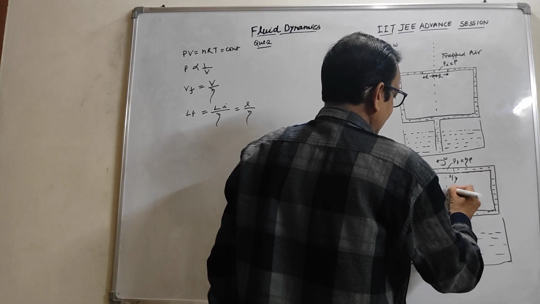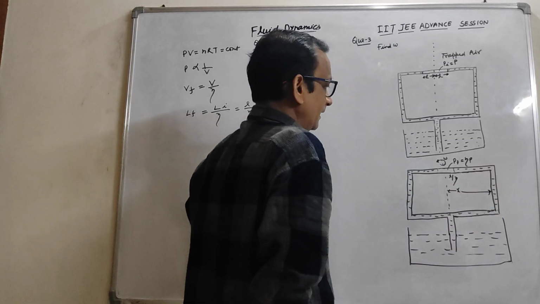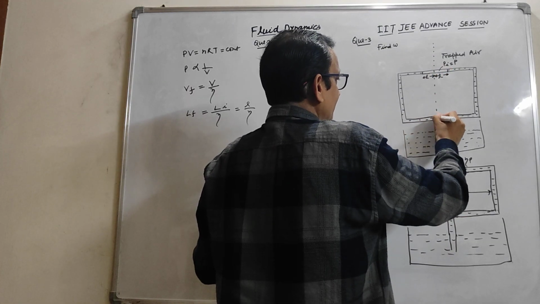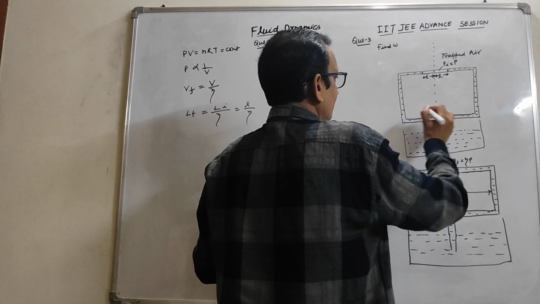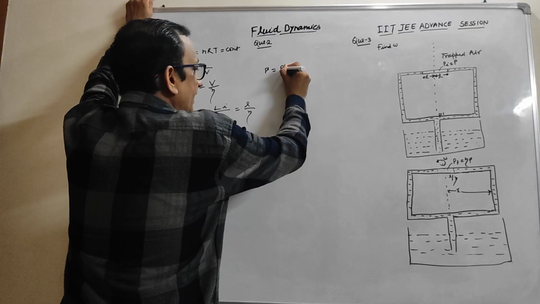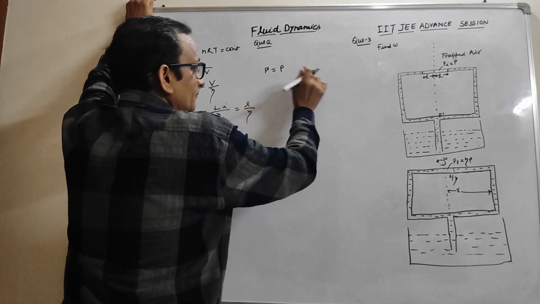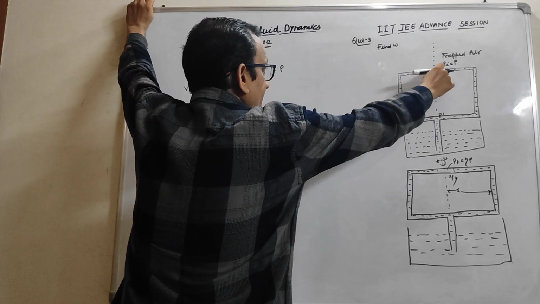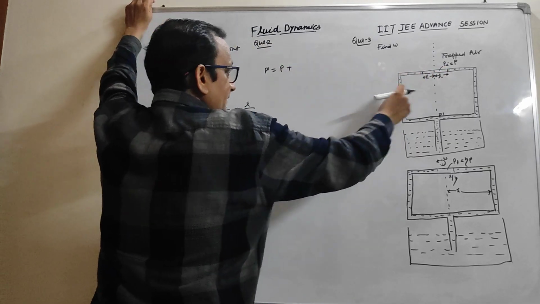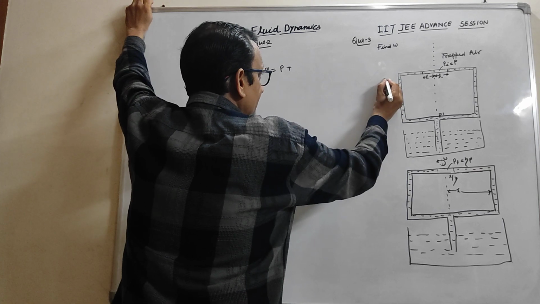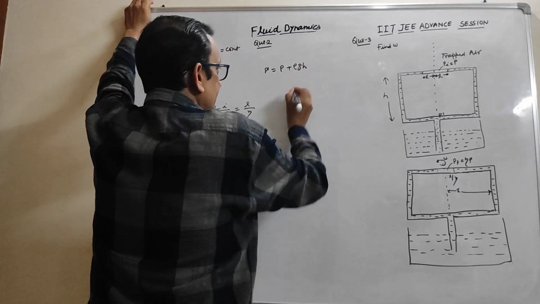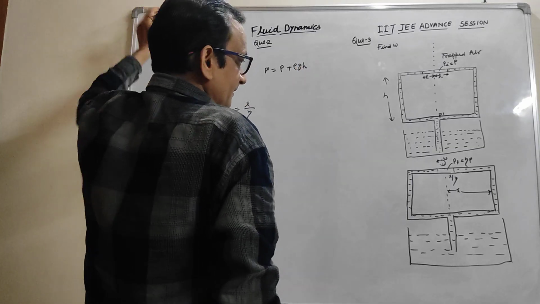Suppose this distance is x from here. Here the pressure is P. Suppose this point is P dash. So the pressure at P dash would be P, not atmospheric pressure but the pressure of trapped air inside the tube, plus this distance, suppose H, so rho g H. This is the value of P dash.